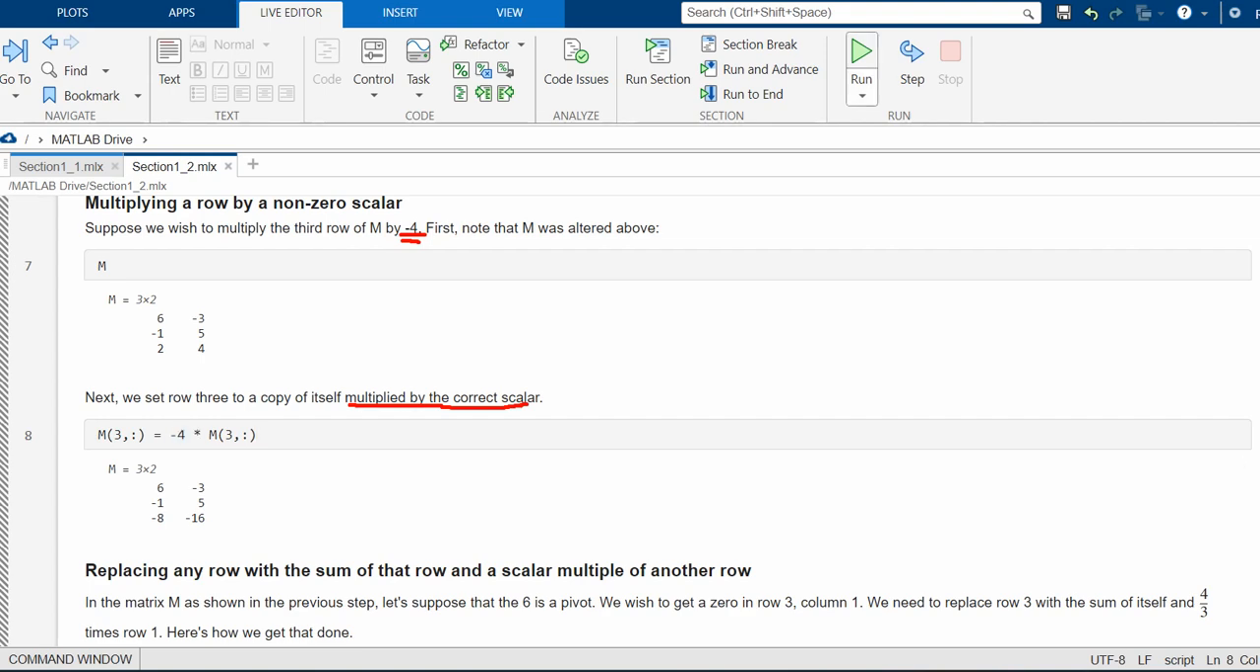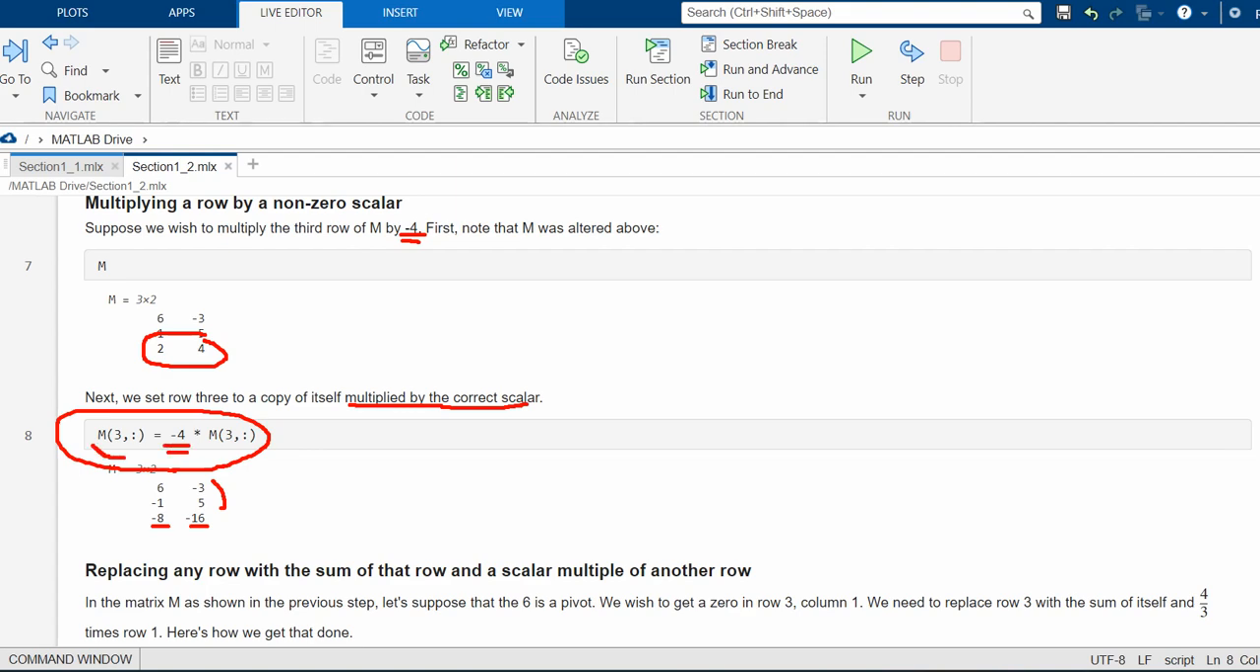And then I can run this, and you can see that it does, in fact, take the row 2, 4, it multiplies it by -4 and gives me a -8 and a -16. The rest of the matrix remains unchanged. Okay, so this is how we multiply by a scalar.